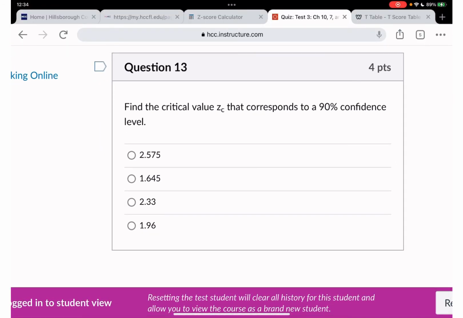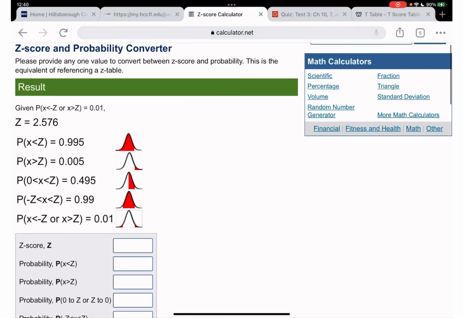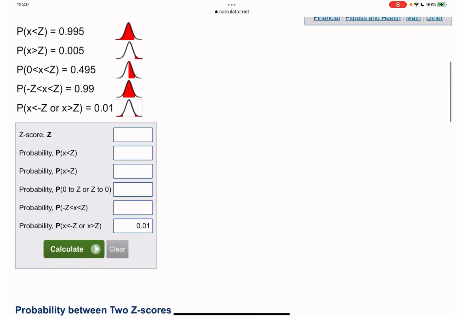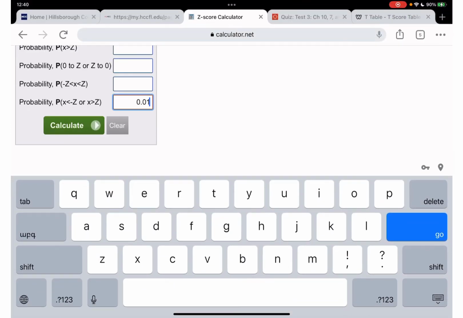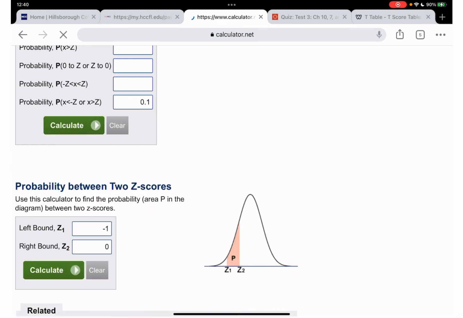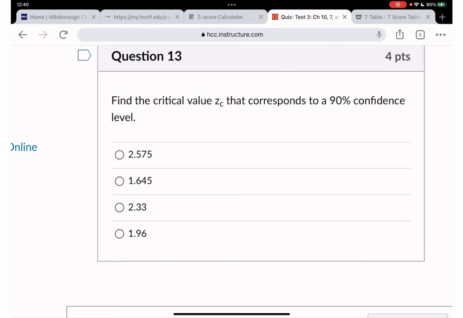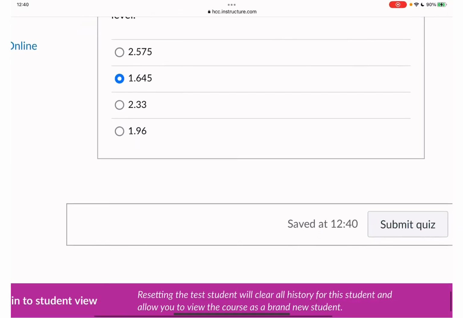Okay, and question number 13. Find the z critical that corresponds to a 90% confidence level. This time we are going to z critical. Since our percentage is 90%, alpha is going to be 0.1, and since we are going to take 2 tails, I'm typing here 0.1 and click calculate, and I'm getting 1.645. 1.645, and we are done.